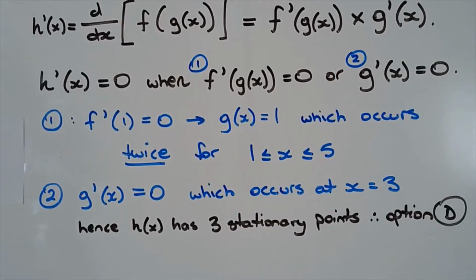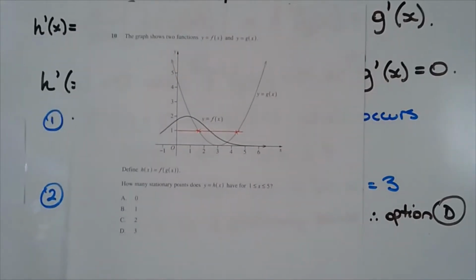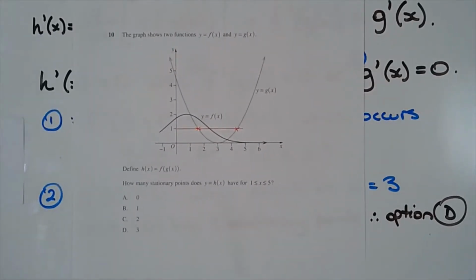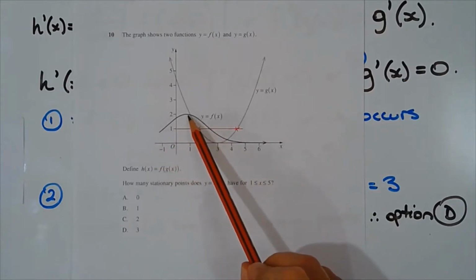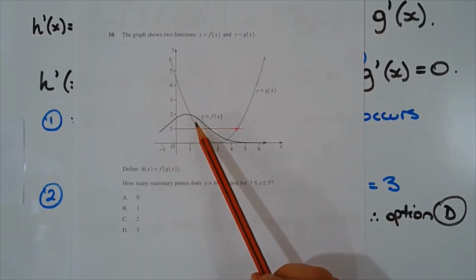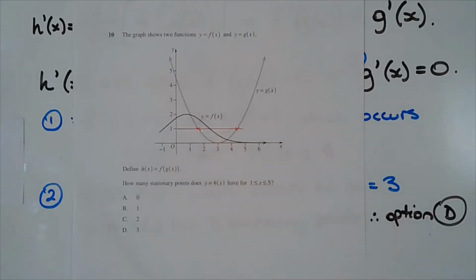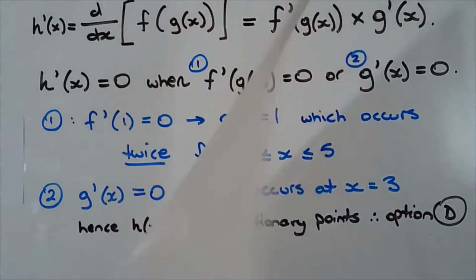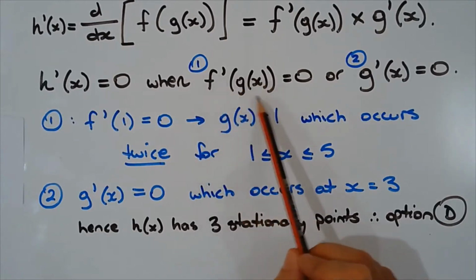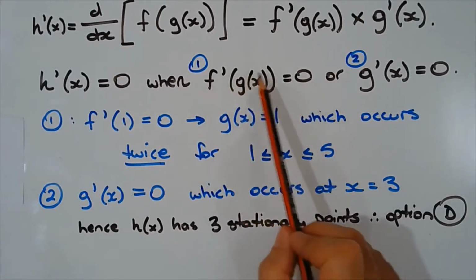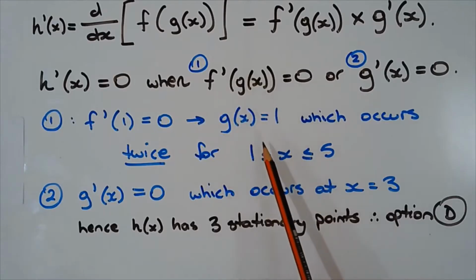Consider case 1, where f dash of g of x equals 0. If we go back to the original graph, let's have a look at y equals f of x. And we can see that there's a stationary point that occurs when x equals 1. In other words, f dash of 1 equals 0. So going back to case 1, f dash of 1 equals 0 implies that g of x must equal 1. After all, it's f dash of g of x equals 0, and g of x must equal 1, since that's where the stationary point occurs.